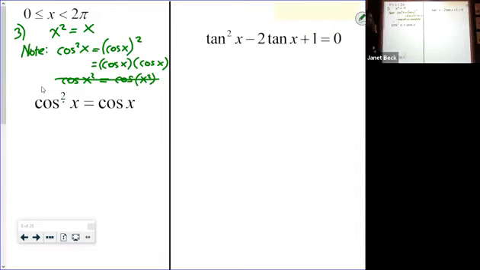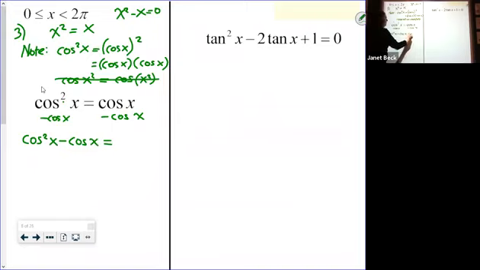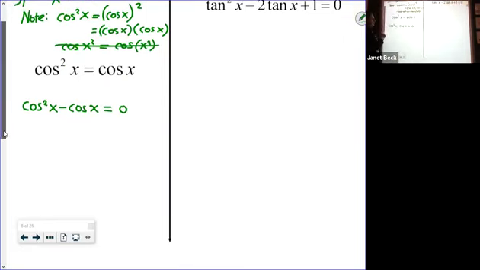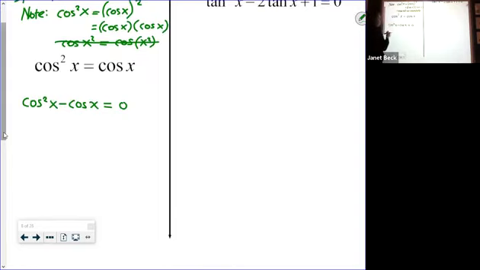Okay? So we've got something that's quadratic here. Let's make it equal 0 by subtracting the cosine of x from both sides. If you had x squared minus x equals 0, you can't subtract x from x squared. They're totally different things. So what we have to write here is cosine squared of x minus cosine of x, and it would equal 0. These two cancel each other out. Okay? Now, it's quadratic. We made it equal 0. Our next step is to factor it.